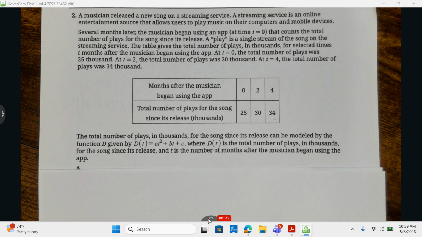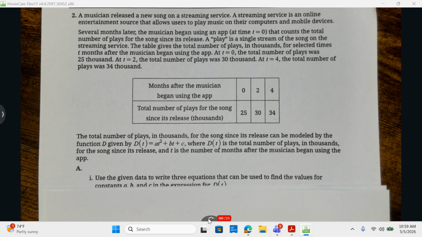The total number of plays in thousands for a song release can be modeled by the following function, where d of t is the total number of plays in thousands for the song since it's released, and t is the number of months after the musician began using the app.